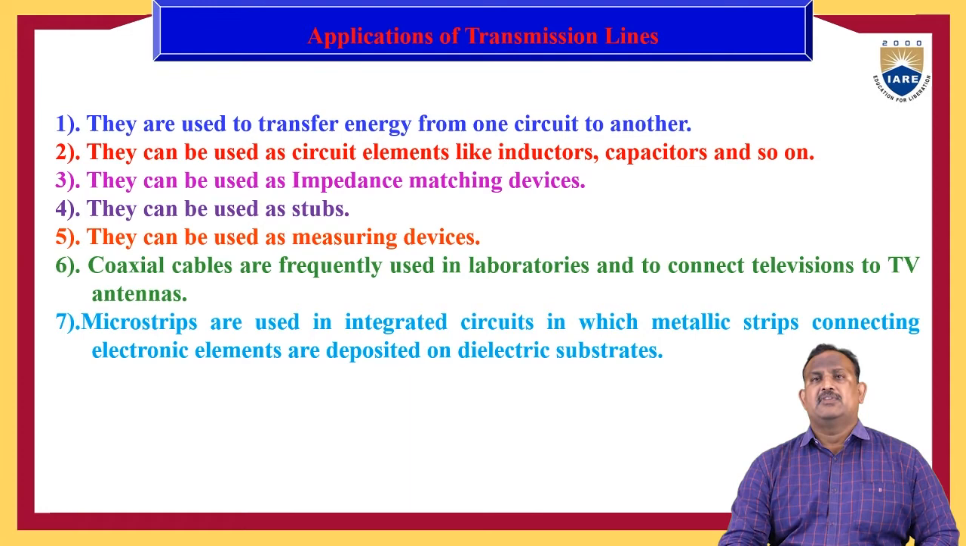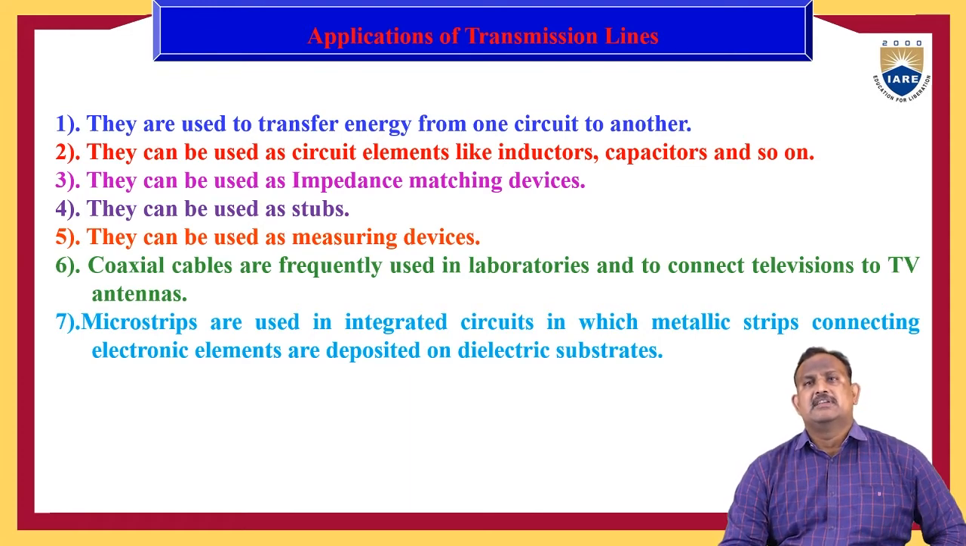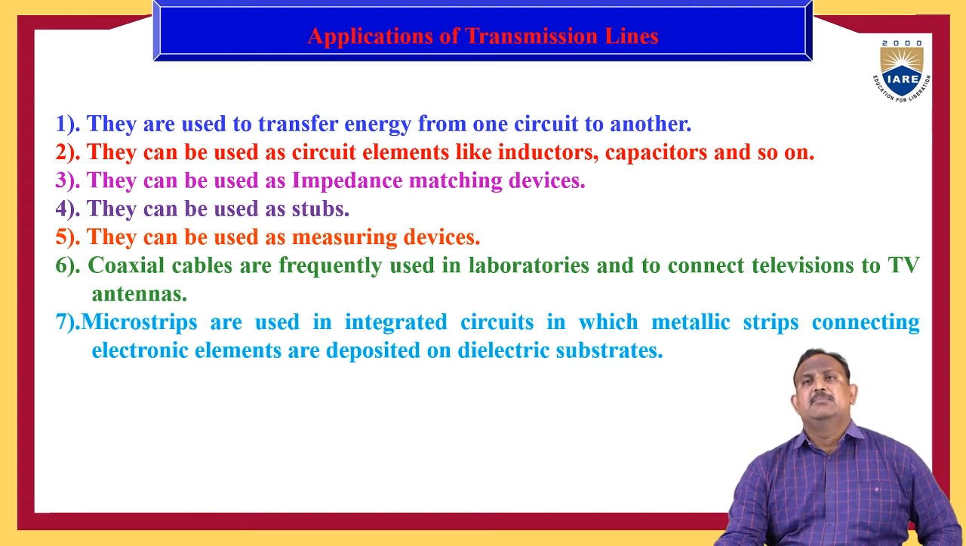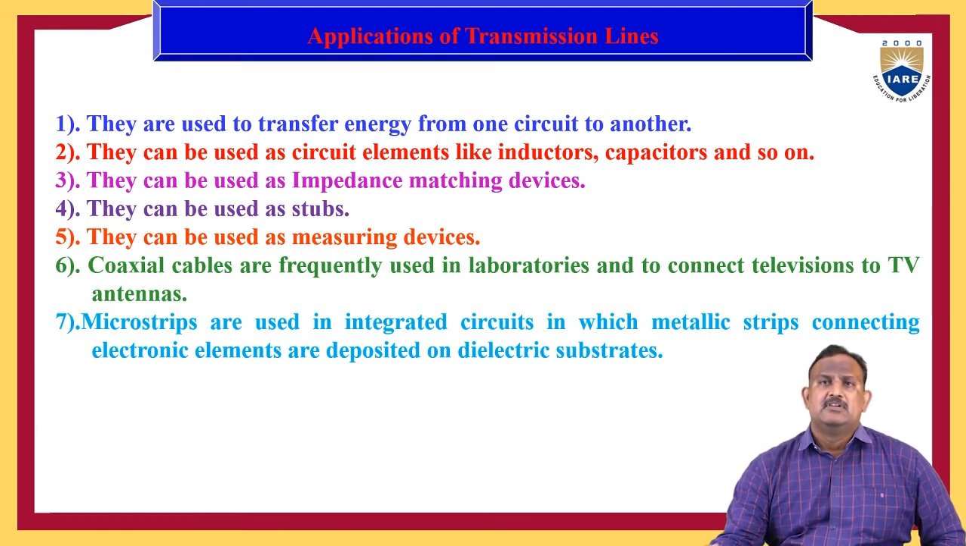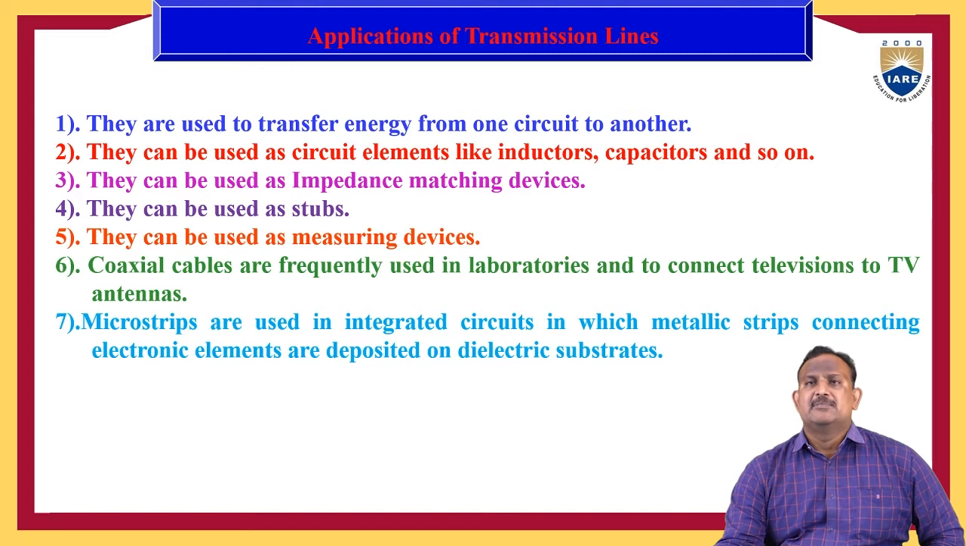Now, the applications of transmission lines. They are used to transfer energy from one circuit to another. They can be used as circuit elements like inductors, capacitors and so on. They can be used as impedance matching devices, as stub matching devices, single stub or double stub matching, and as measuring devices.